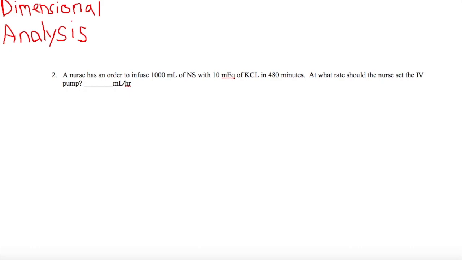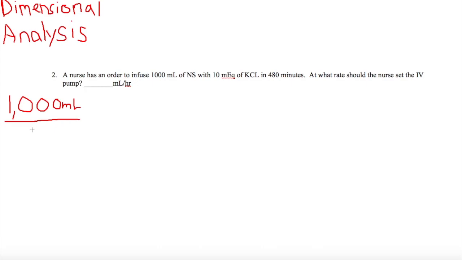The first thing I want to point out is we are looking for mLs per hour. So the fact that we have normal saline with 10 milliequivalents of potassium chloride is not a factor for this problem. That's distracting information. Do not get distracted by the 10 milliequivalents of potassium chloride. That's not going to help you find your answer for this problem. The important information for this problem is the 1,000 mLs, because we know we're looking for mLs per hour, but we have minutes. So we have 480 minutes.